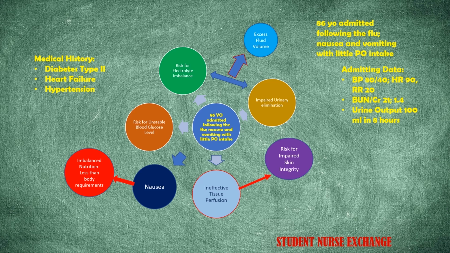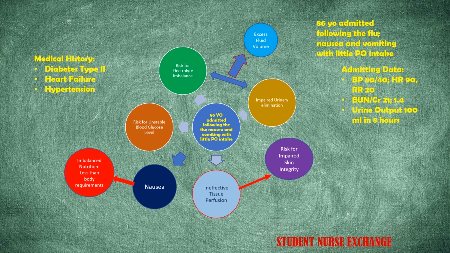So what are we going to do? We're going to have a really careful and strict I&O to watch their fluids in and out. Risk for electrolyte imbalance: I'm going to make sure that the doctors ordered the labs and look and see what their potassium is, importantly. Also look at things like calcium and vitamin D, but most importantly right now I'm worried about that potassium with that patient.